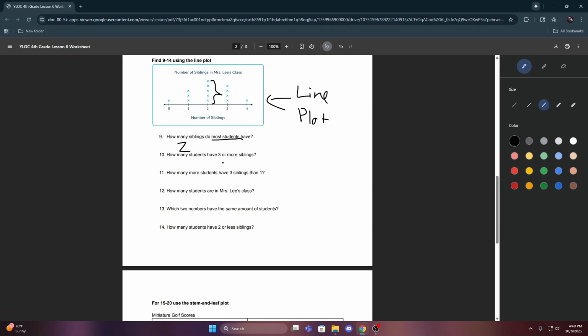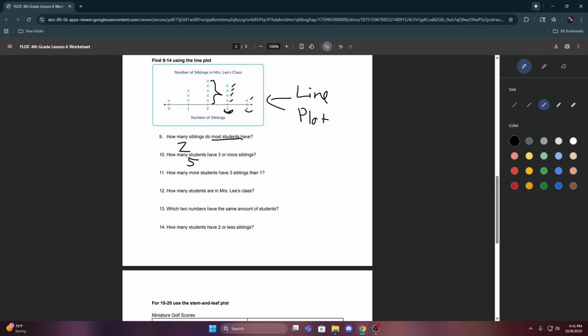Now for 10, how many students have 3 or more siblings? Again, you would want to count the x's because these represent the number of siblings, and you want to count them under 3 siblings and 4 siblings. So that's 1, 2, 3, 4, and 5. So that's 5 students.